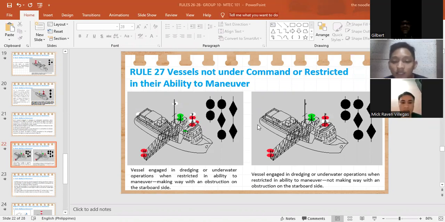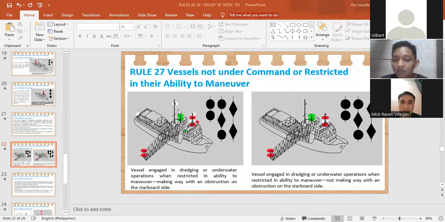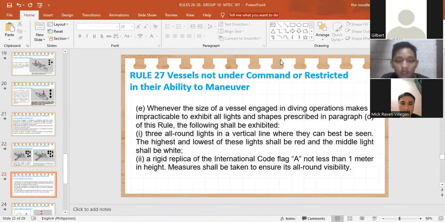On the next picture, it would be just the same, but it is not making way, since it doesn't have side lights and stern lights. As you can see, we do have stern lights and side lights here if making way, and if not making way, we don't have side lights and stern lights. So next would be, continuing.